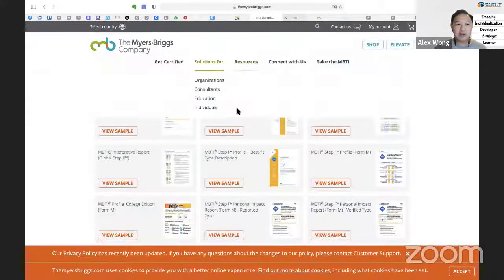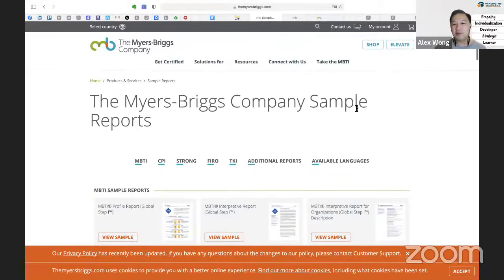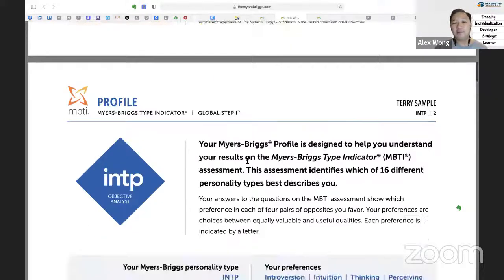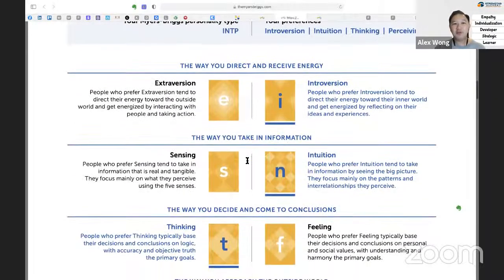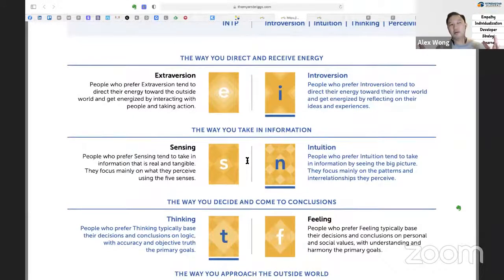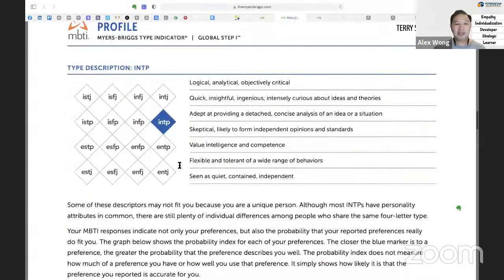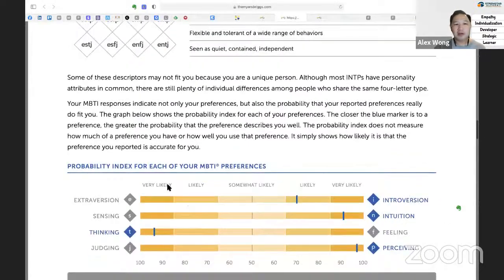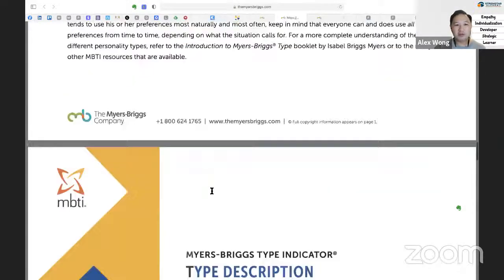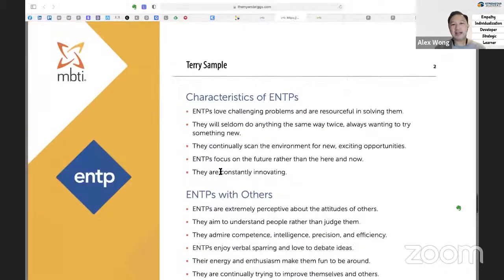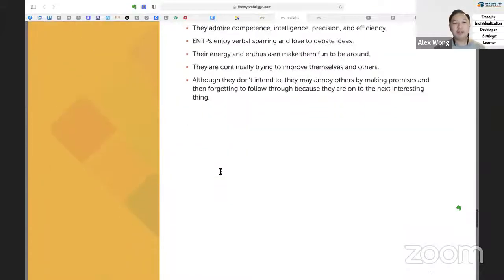If you go to the Myers-Briggs company, you can find a whole list of sample reports on your own. So that's where you can go find them. I've opened up one of the Myers-Briggs Step 1 reports. Step 1 basically gives you where you are on the 4 pairs, and then what is your subtype, right? Which of the 16 types are you? In this particular case, it's INTP. So it talks about the probability of index, what it looks like, what it means, and a couple of interpretations of what the characteristics are, how they relate to other people, and things like that.